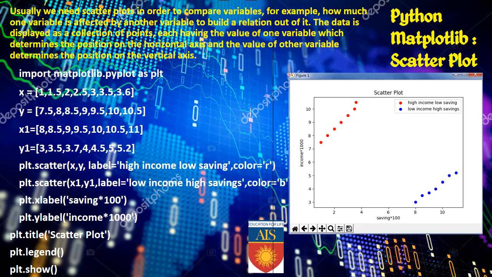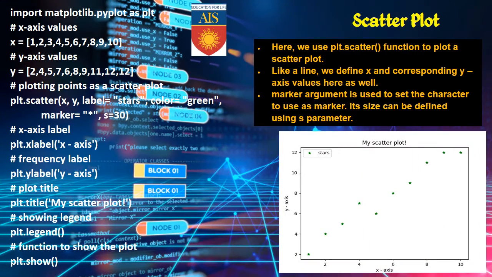Another example of scatter plot. So the first line will be compulsory. Next, the x-axis values we need to assign, then the y-axis values also we need to assign. Next, plotting points as a scatter plot: plt.scatter x comma y. After assigning the x and y axis values, we need to plot the points with plt.scatter x comma y, label starts, color green, marker is asterisk, s equal 30.